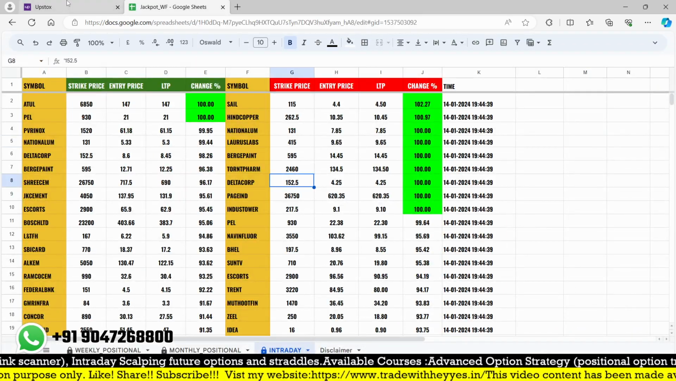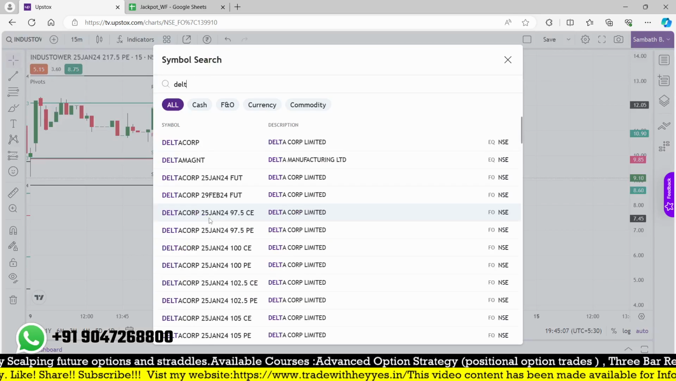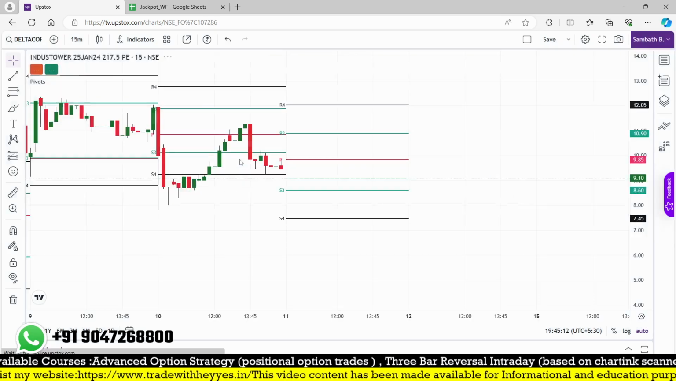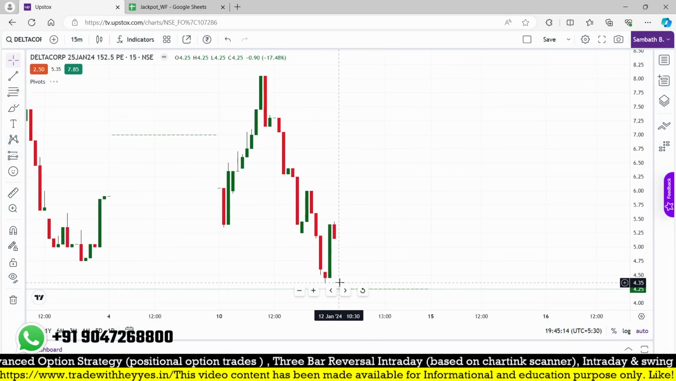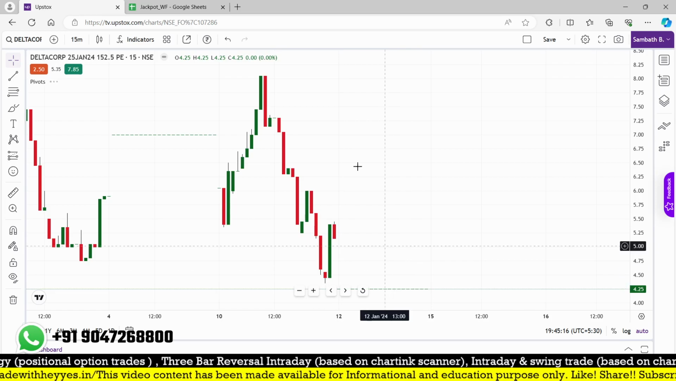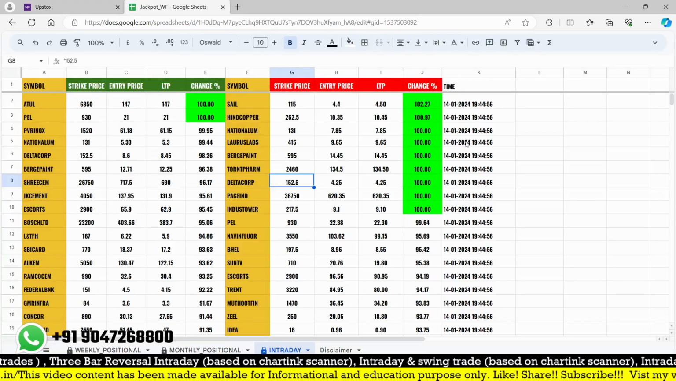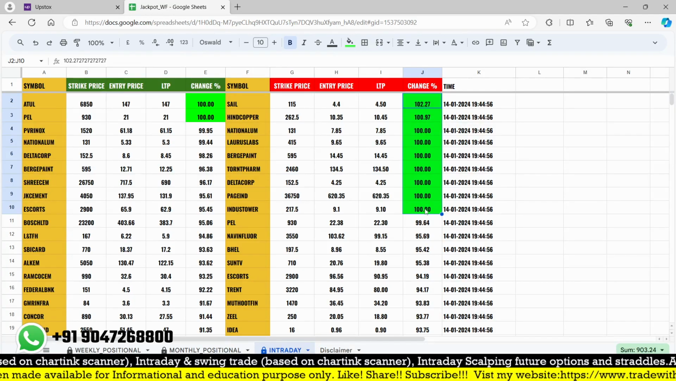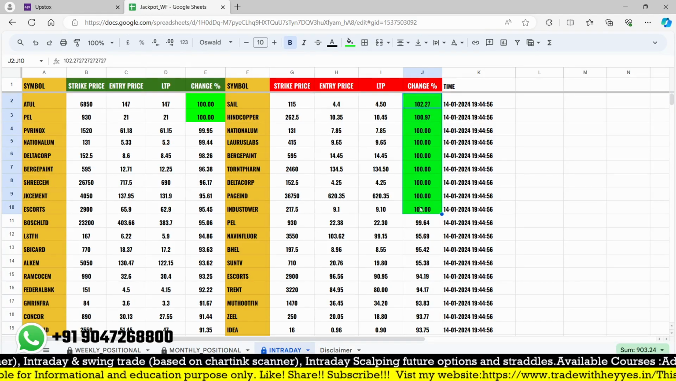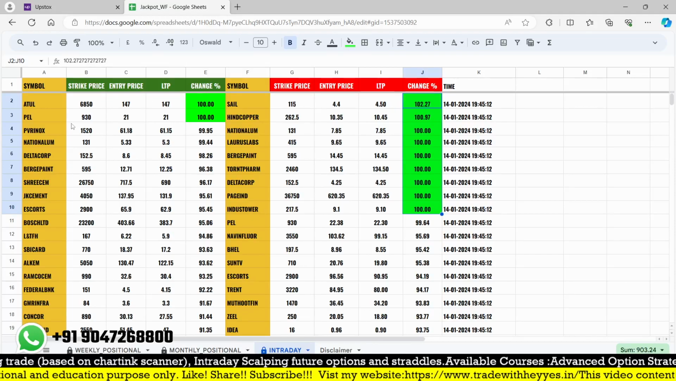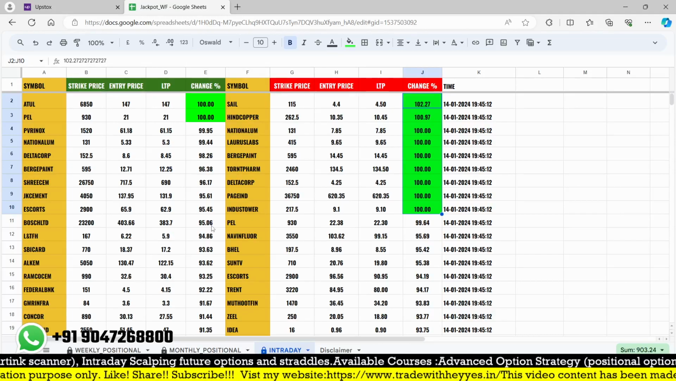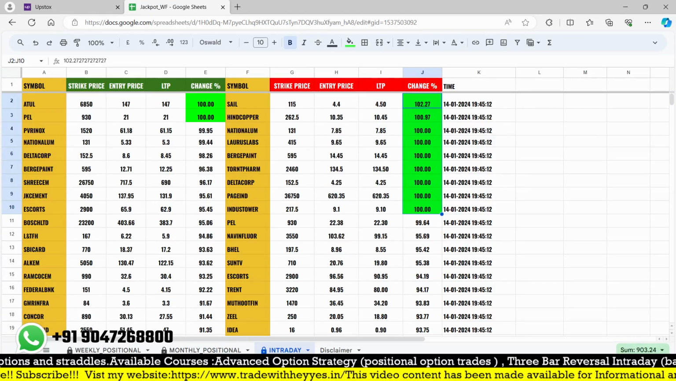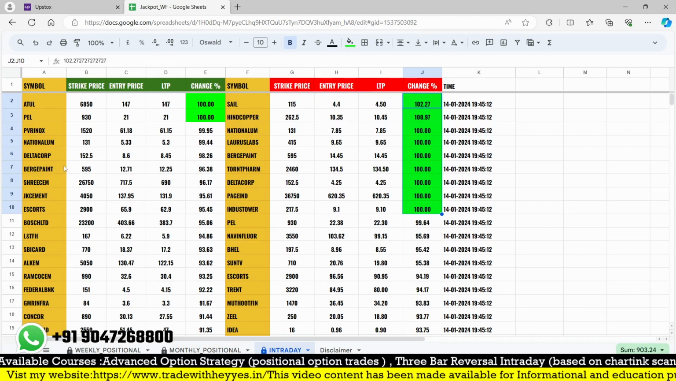Something like the Delta Corp 152.5 put option is also not a liquid one. If you look at it, you can see the price was not active yesterday. This is a very illiquid stock, so simply mark such stocks. It is already 100%, which is our breakout point, but it is not valid and it is illiquid, so simply ignore those stocks. On the call side, the remaining are all okay, so we can use those stocks and find trade opportunities for tomorrow. I hope you understood the concept.